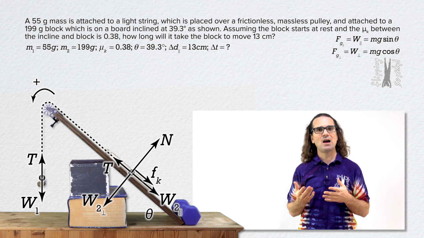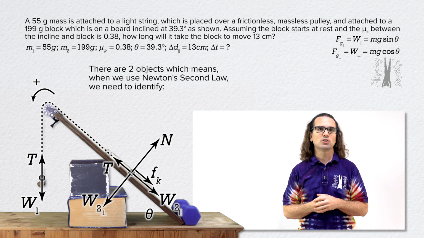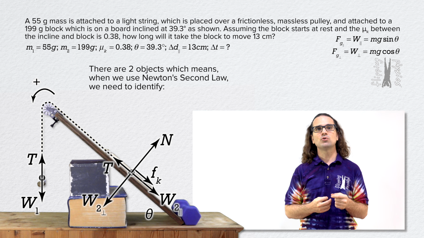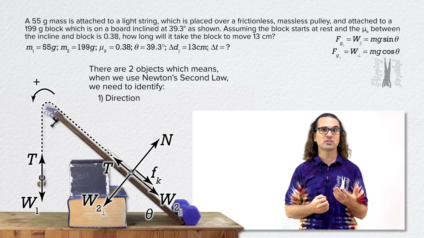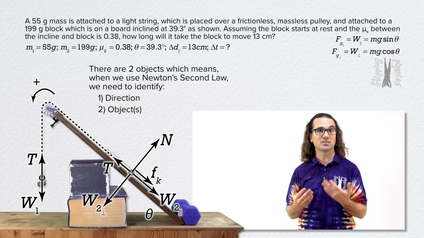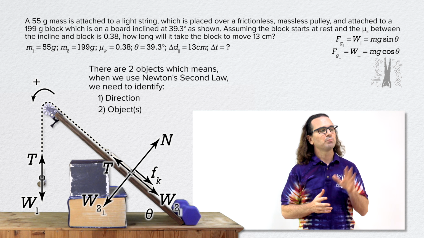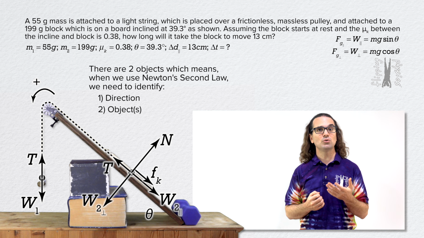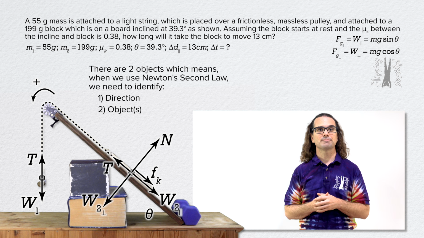But realize we now have two different objects. So when we sum the forces, we need to not only identify the direction we are summing the forces in, but we also need to identify which object or objects we are summing the forces on. Okay, Billy, please begin using Newton's second law and sum the forces.